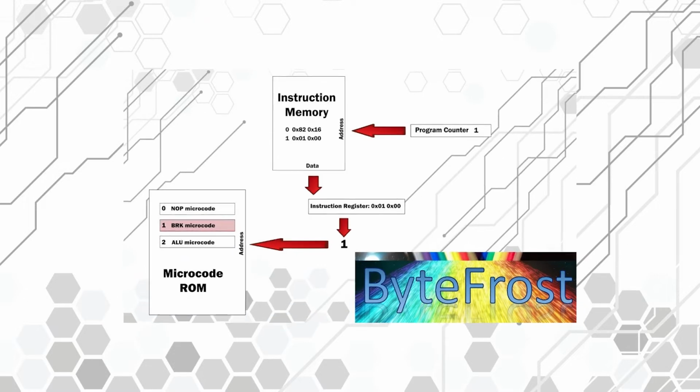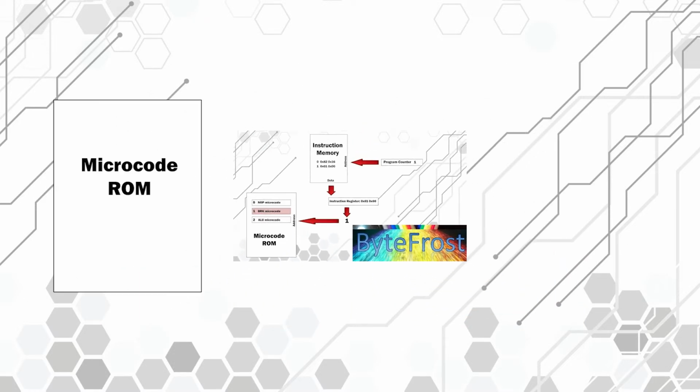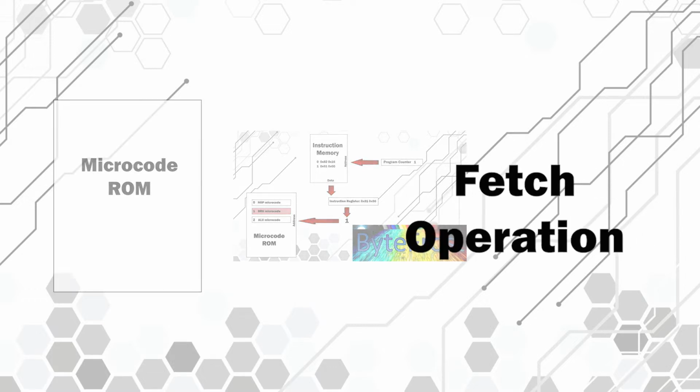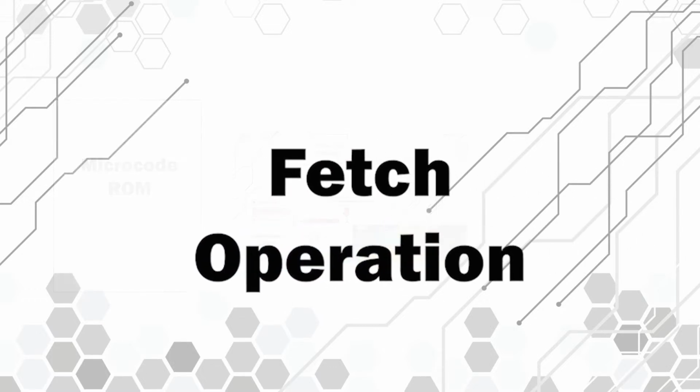Last time, we looked at a simple model of CPU operation and alluded to two other topics: microcodes, the tiny programs that the CPU runs to execute instructions, and the fetch operation, which is the process by which the CPU fetches an instruction from instruction memory and loads it into the instruction register. In this video, we'll look at the fetch operation and how it is implemented in the ByteFrost.